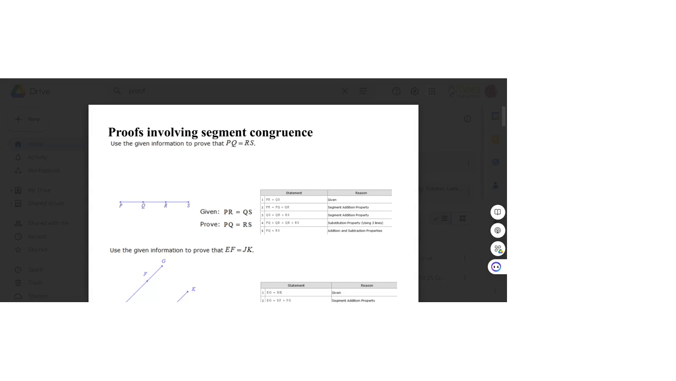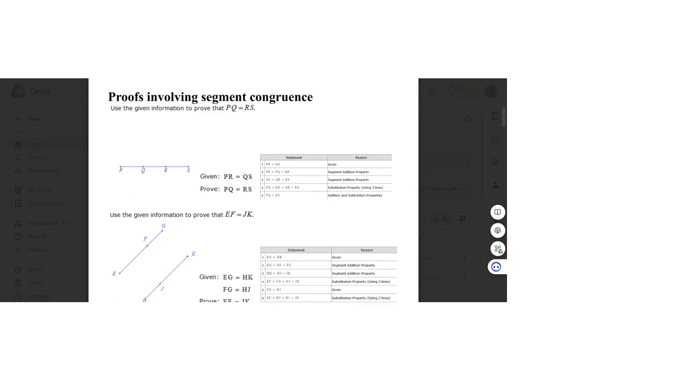Substitution. It's a property of equality because we see the equal signs. They don't write that in there. And then line 5, PQ equals RS. So the part that's left out is the addition and subtraction property. We added and subtracted. Well, I'm sorry, it's only the subtraction part, but it's addition and subtraction. So that is a quick walkthrough.